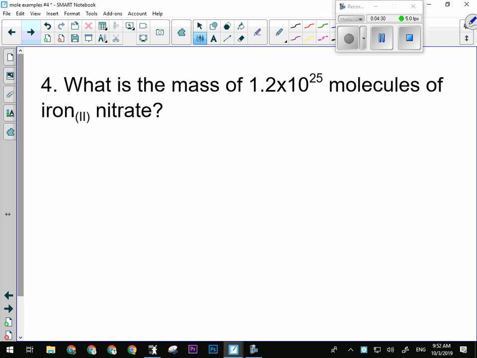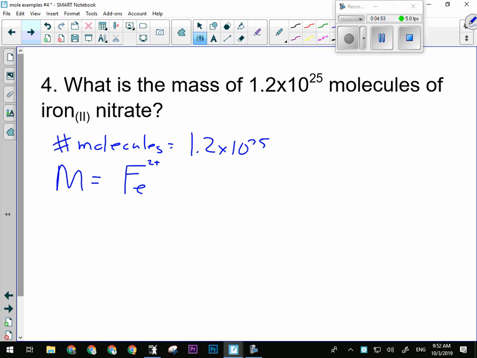Our last type is the one that's worth 5 marks because it has the most steps. We have to manipulate everything as we go through. They tell us the number of molecules, 1.2 times 10 to the 25. They also tell us that it's iron 2 nitrate. So iron with the 2+ charge bonded to nitrate, which is a -1. So when we drop and swap, I'm going to need brackets with a 2 outside.